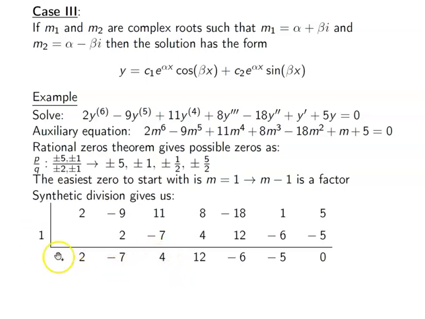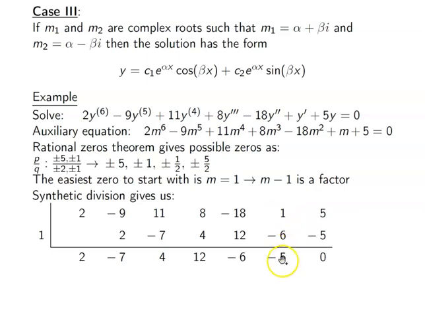I multiply, and that goes to the next spot. I add, I get 12. I multiply with 1, and that goes in the next spot, so 12. I add, I get negative 6. I multiply that here, and it goes in the next spot.